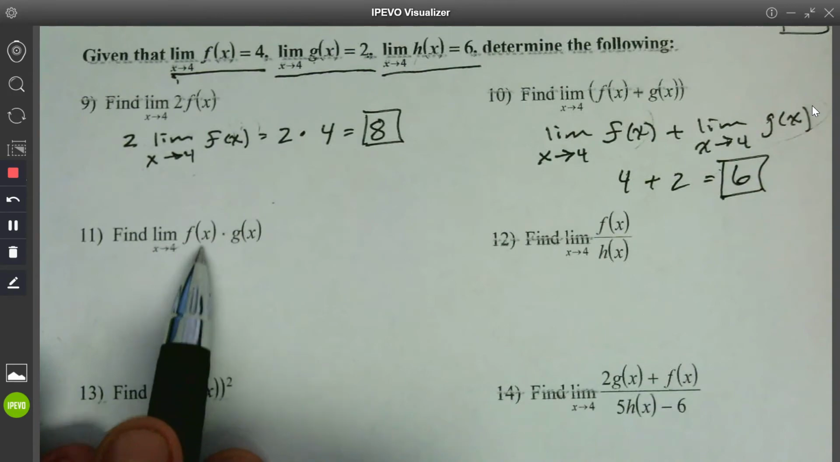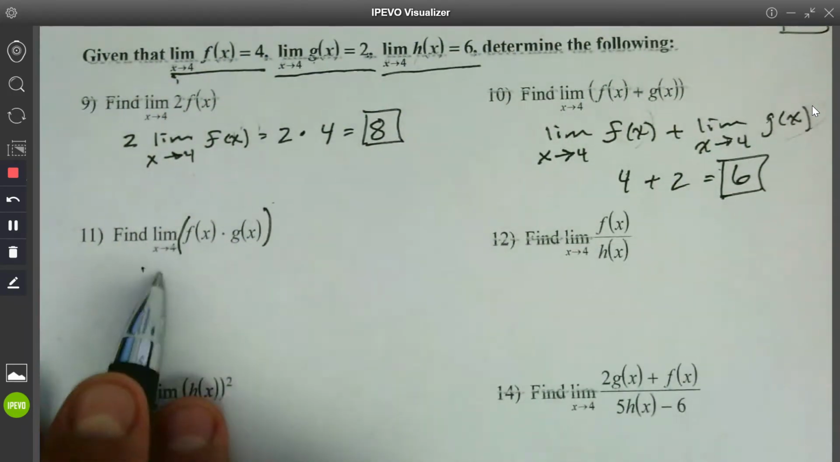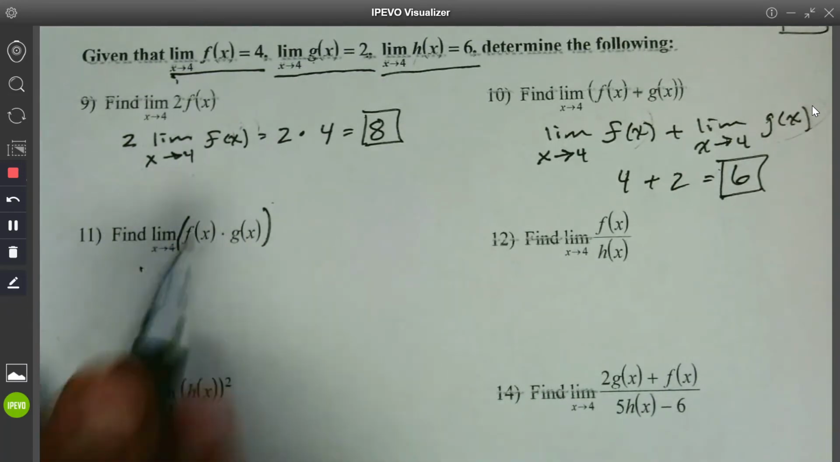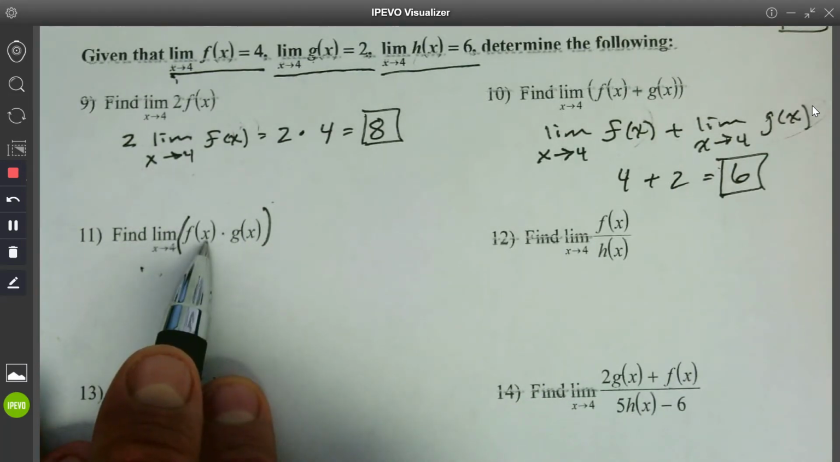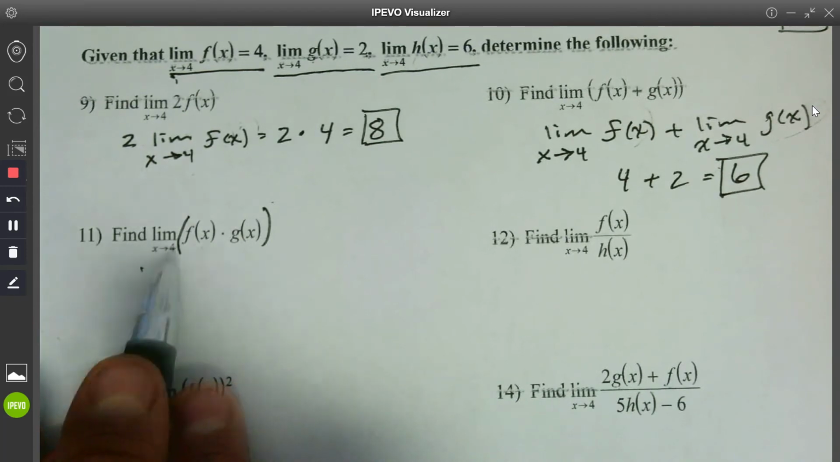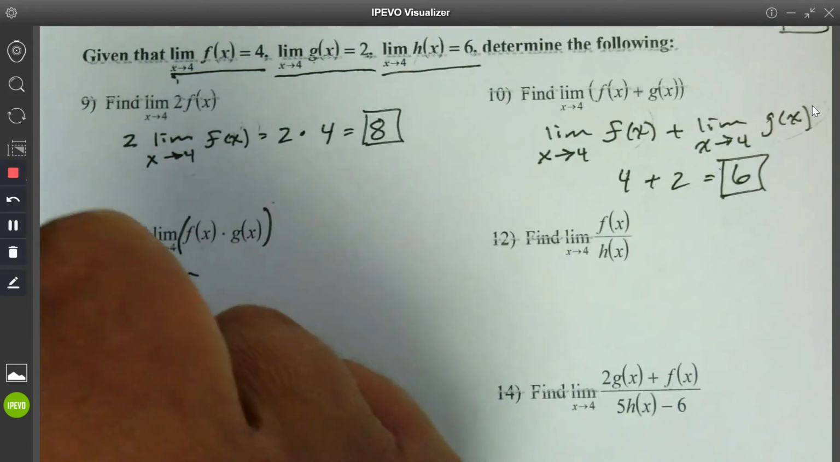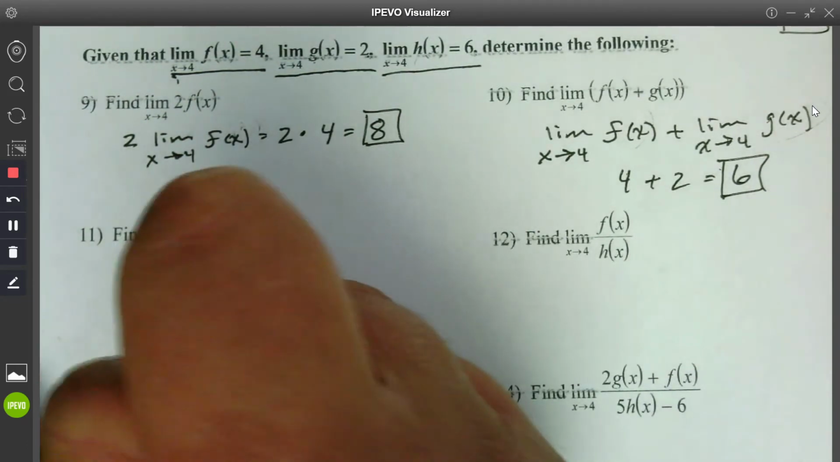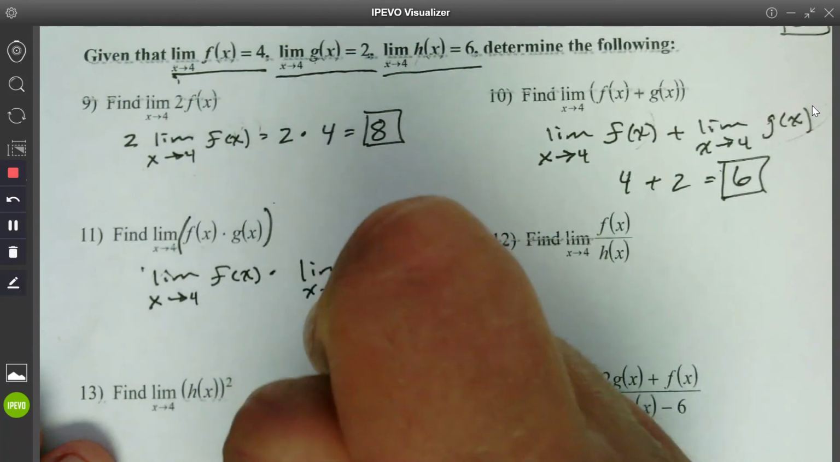Now we are multiplying, and my worksheet should have had another parentheses around this, so it's clear that I'm taking the limit of this whole product and not just the limit of the first one. So I want the limit of f of x as x goes to 4. So we can write this as a product of two limits. Here's f, here is g.